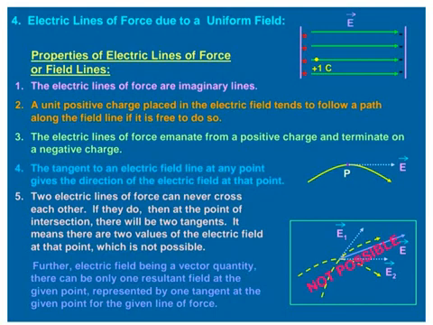And you also know that the electric field is a vector quantity. So if two field lines cross at any point, that means there will be two tangents, meaning two directions of the electric field at that particular point, which is not possible.